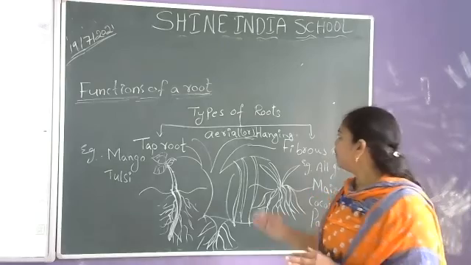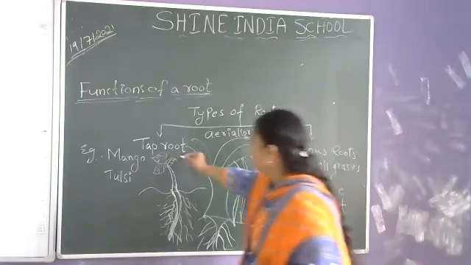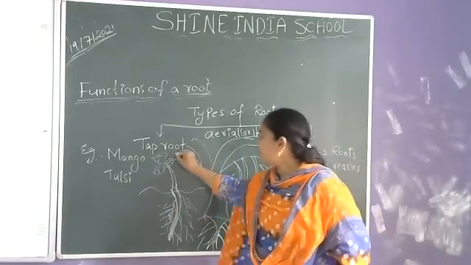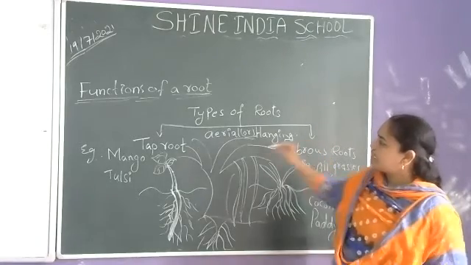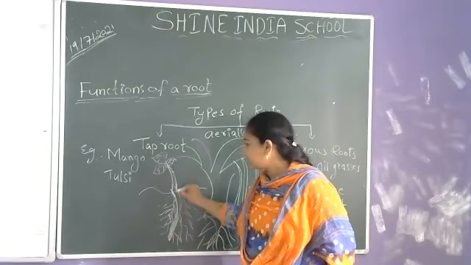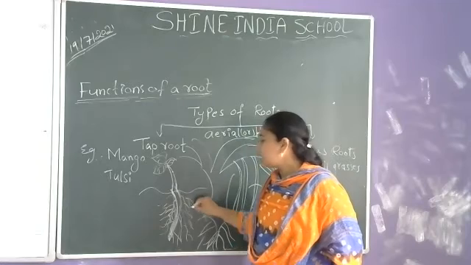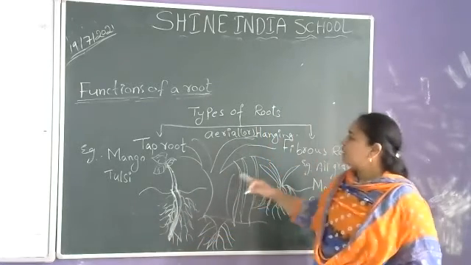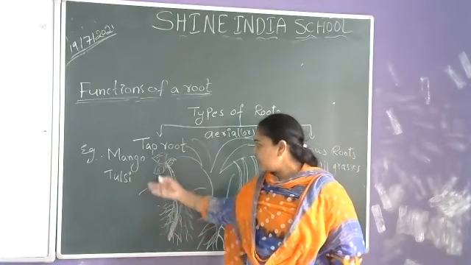So this is about your root system. There are two types of roots: tap root and fibrous roots. What is a tap root? From the stem, one main root arises, and from that main root a number of small roots arise. Such roots are called tap roots. Examples are mango, tulsi, neem, papaya, and banyan tree.